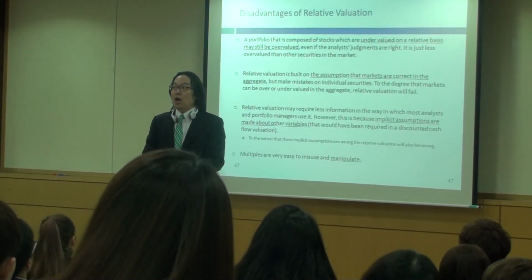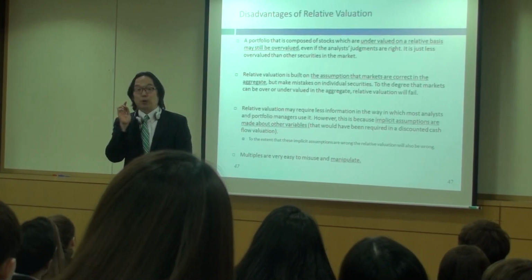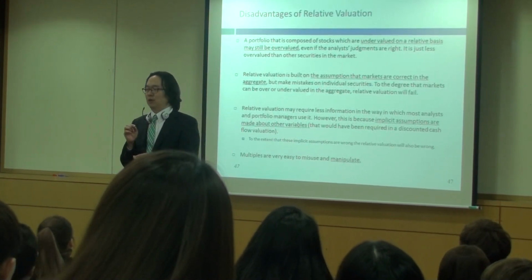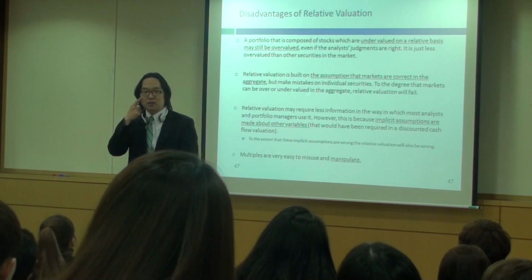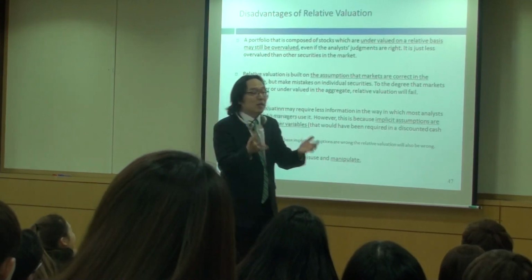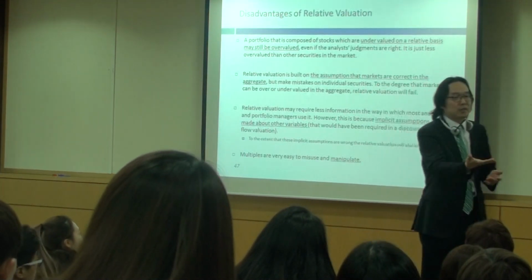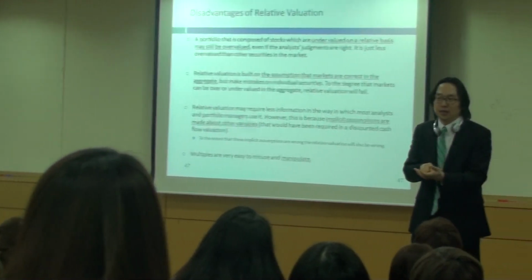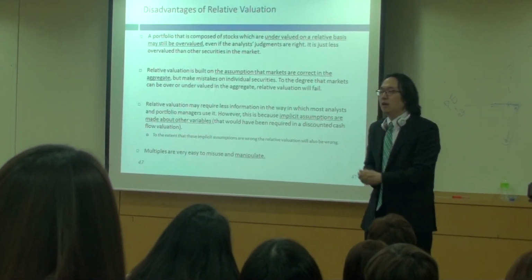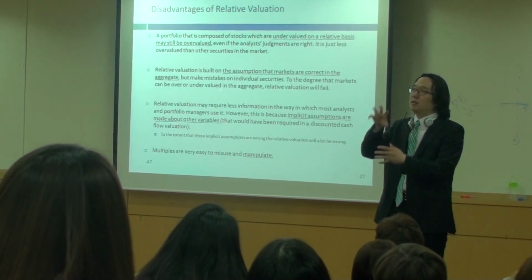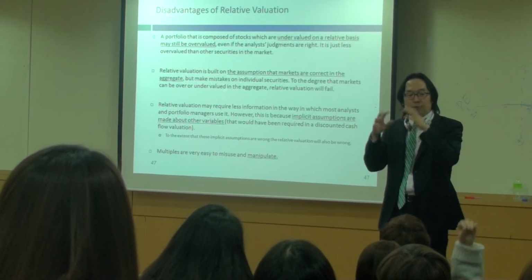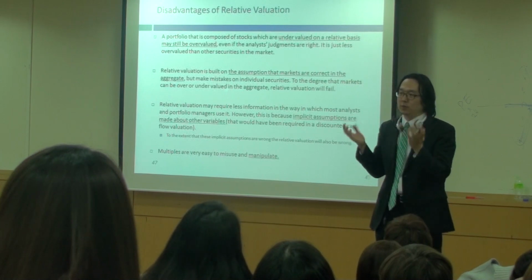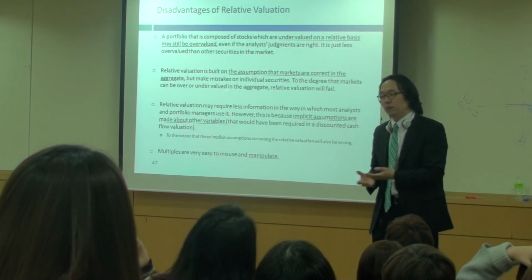For example, price per eyeballs. What do you mean eyeballs? My eyes, your eyes, right? How many people are watching this internet site? Price per click, how many eyeballs are watching it? And then the numerator is the price of the company, price per share of the company. They come up with this kind of measure.